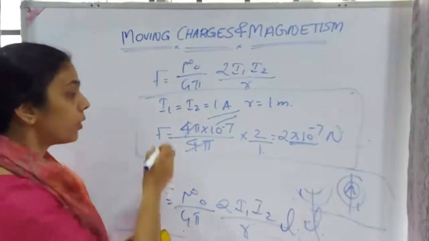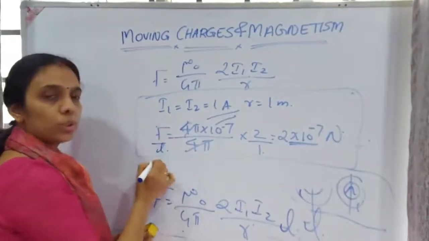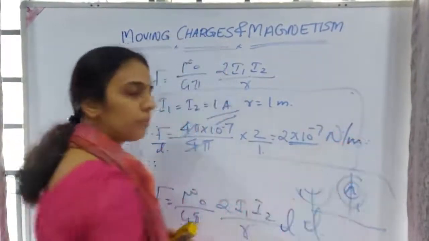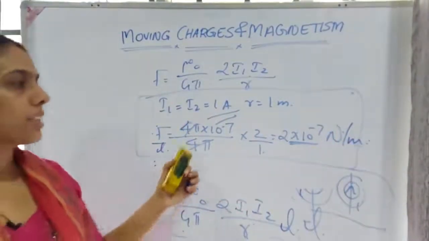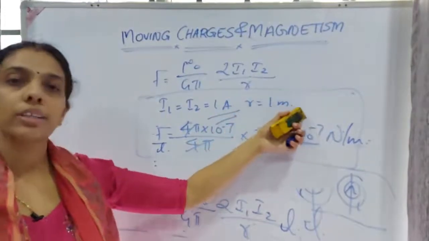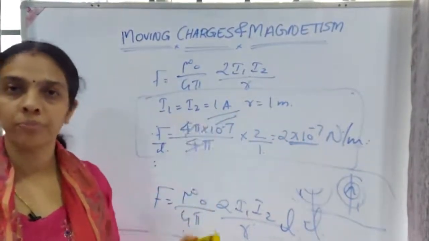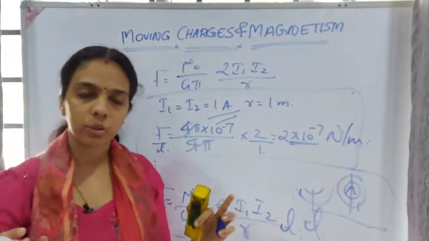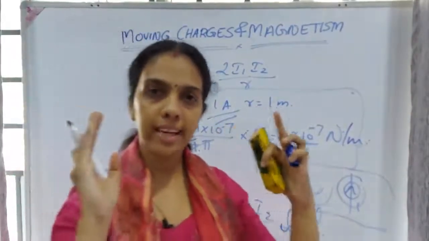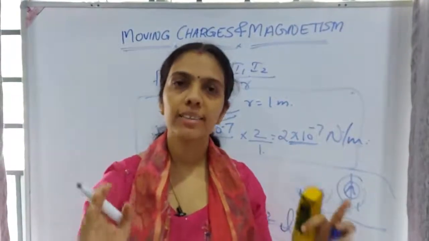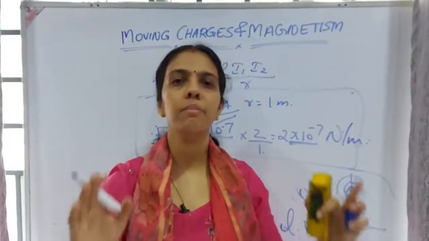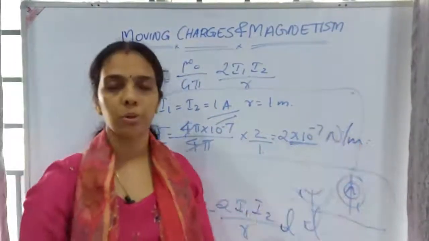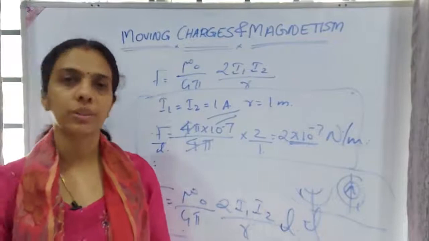This force acting per unit length, that one you should mention: force acting per unit length, Newton per meter. Otherwise, you can write down here L is equal to 1 meter also. Two parallel conductors having length 1 meter, placed at a distance of 1 meter, then force will be equal to 2 into 10 to the power minus 7 Newton. Like that also you can write down.